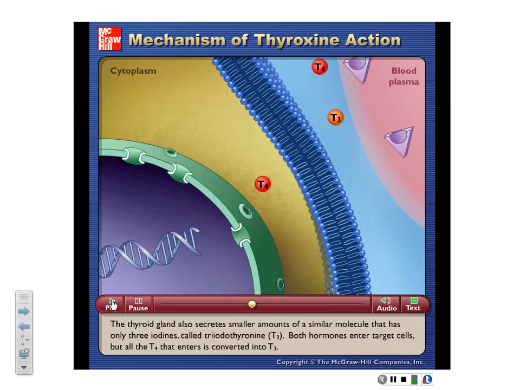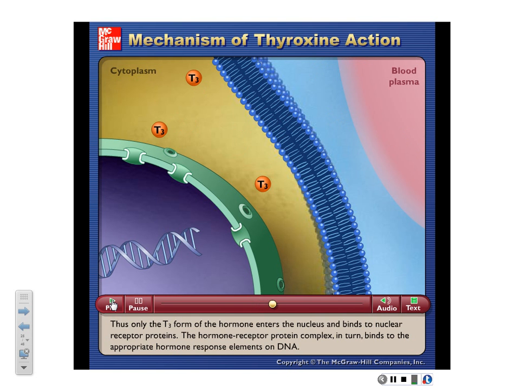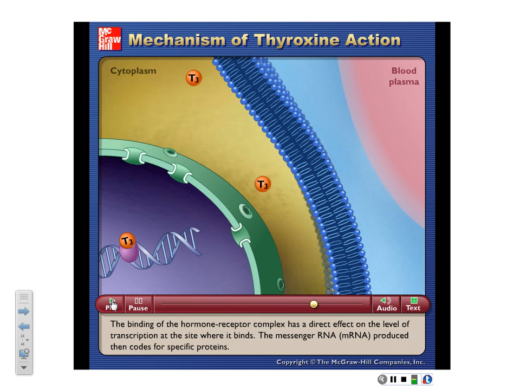Both hormones enter target cells, but all the T4 that enters is converted into T3. Thus, only the T3 form of the hormone enters the nucleus and binds to nuclear receptor proteins. The hormone receptor protein complex, in turn, binds to the appropriate hormone response elements on DNA. The binding of the hormone receptor complex has a direct effect on the level of transcription at the site where it binds. The messenger RNA, mRNA, produced then codes for specific proteins.